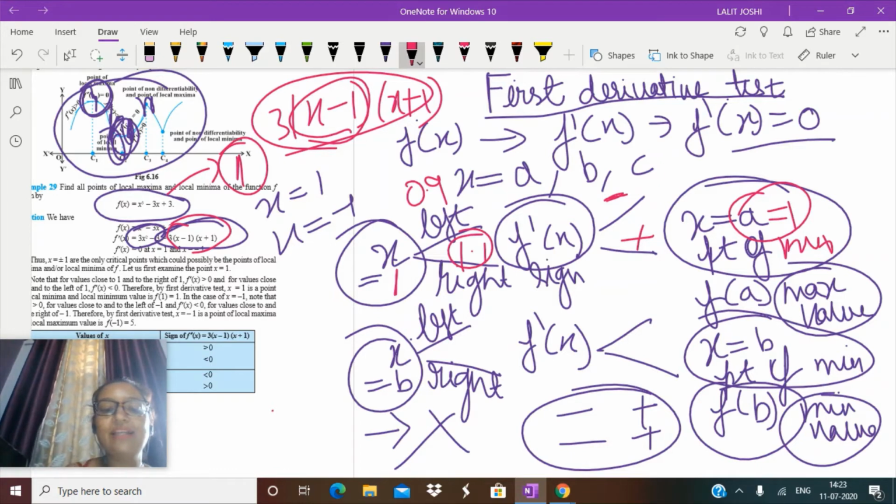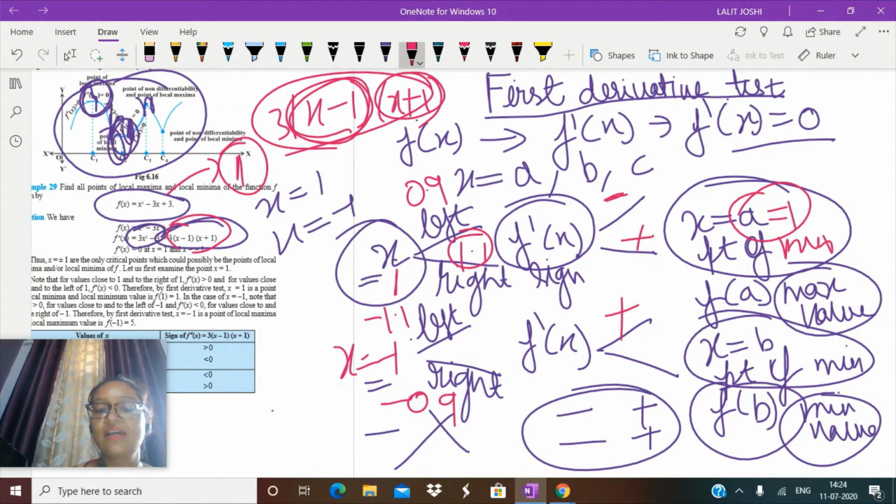Now next is minus 1. If I take x as minus 1, the left will be minus 1.1 and the right will be minus 0.9, right? If I put minus 1.1 over here, this will be negative and this will also be negative, so this will come out to be positive. Now if I take minus 0.9, this will be negative, this will be positive, so overall this is negative, right? So at minus 1 it is moving from positive to negative. What does it mean? This is the point of maxima.